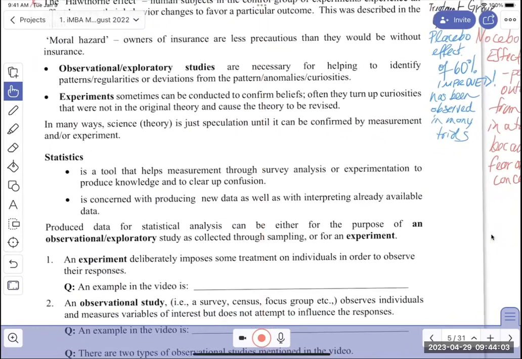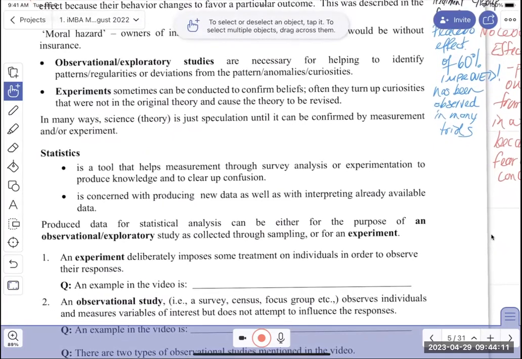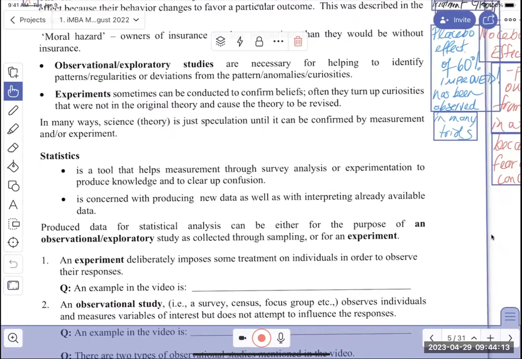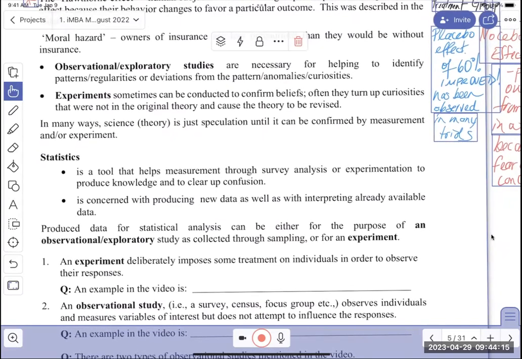So in many ways, people call it theory until an experiment is done to establish a causal link.